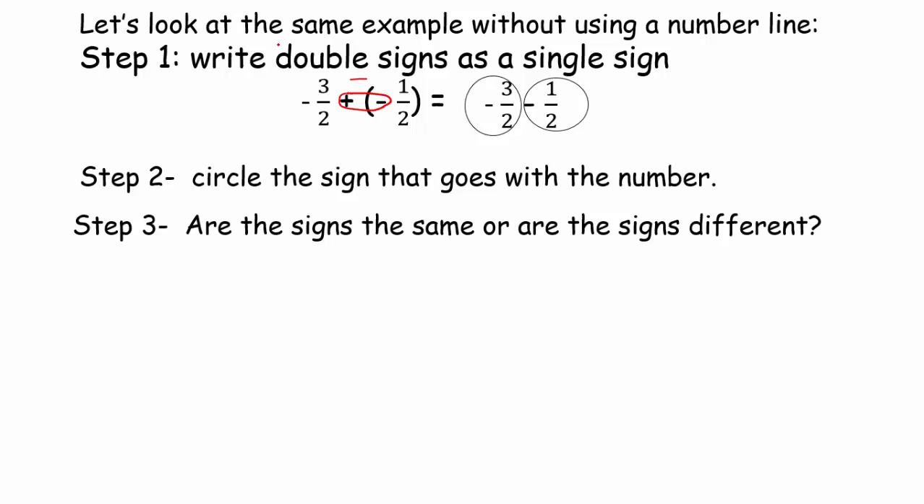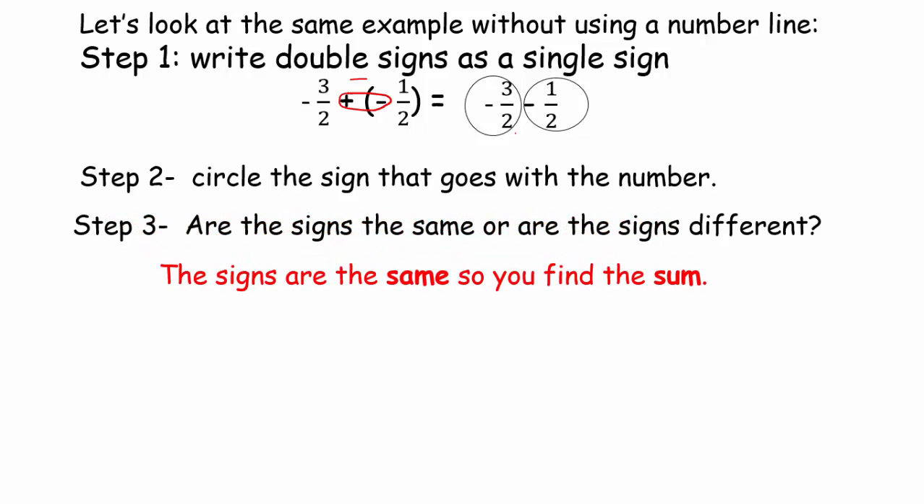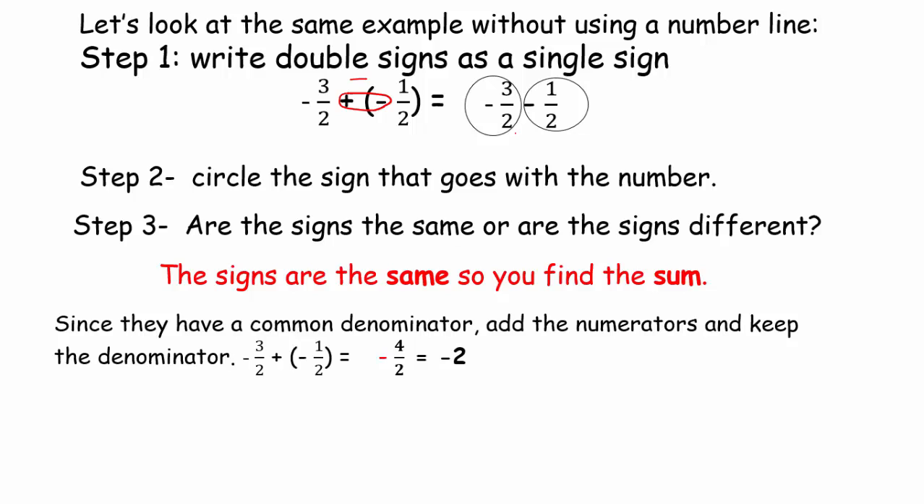You're going to notice in front of the 3/2 we have a negative. In front of the 1/2 we have a negative. Those signs are the same. If the signs are the same, we'll find the sum. So you want to find the sum of 3/2 and 1/2. And what you do is if you have a common denominator, you can just focus on those numerators. Since we have to find the sum, we're going to add them. So we're going to take 3/2 and 1/2. That's going to get us to 4/2.